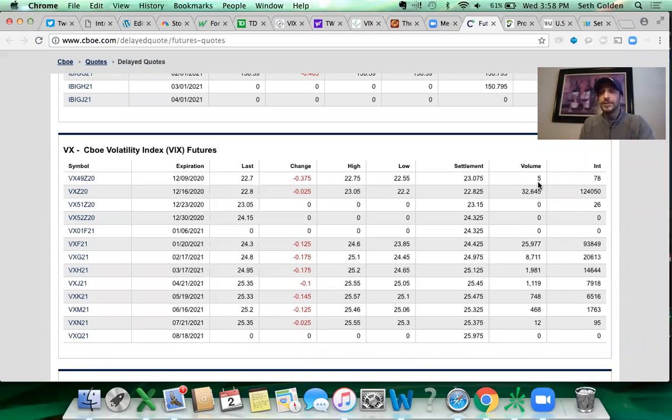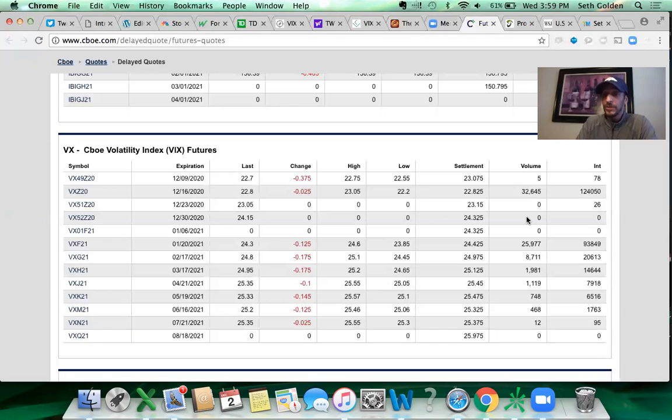After watching VIX futures trade for the last 6-7 years, I know this is very light volume. The average daily volume for a front month VIX futures contract can be 45,000. This is a lot less than that. And we're almost at the end of the trading day.